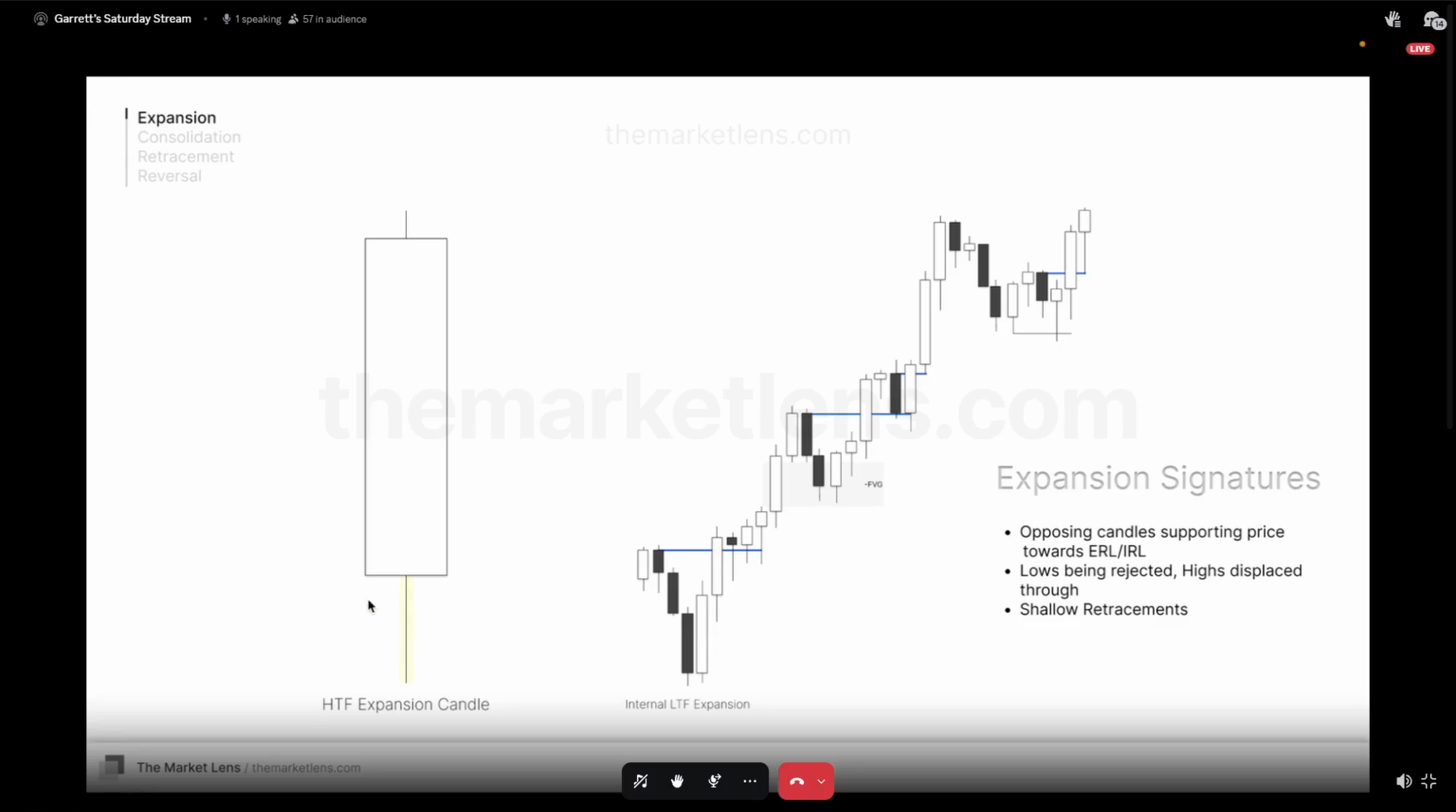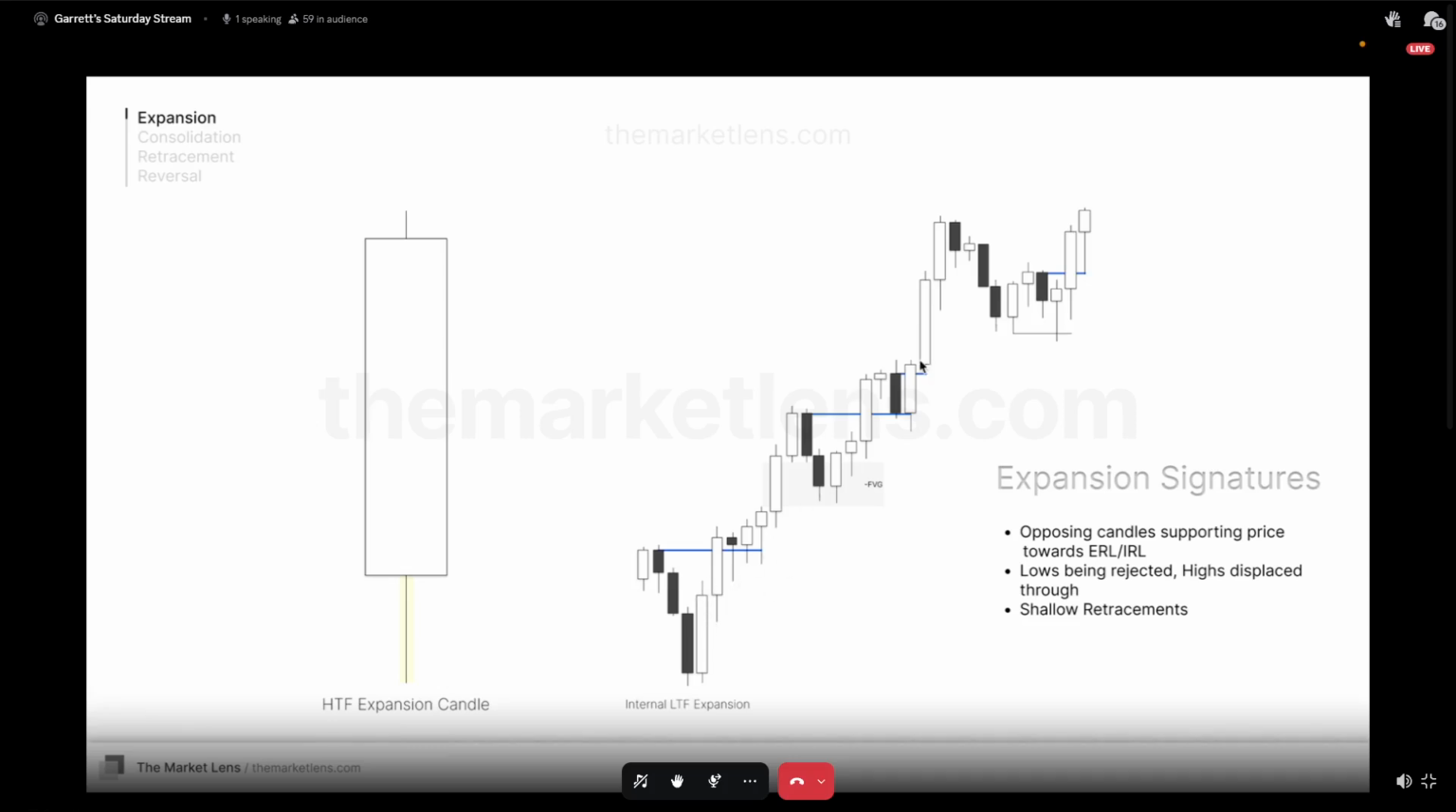So within expansion, you want to be within an expansion candle, right? The key thing to take away here: how do we tell we're within an expansion candle? It's going to be this small wick, right? That we all know about, right? That's how we actually delineate that we are within an expansion candle. Right, so what about the expansion signature? So within this candle, you're going to have an expansion, right, that makes up this candle, obviously, right?